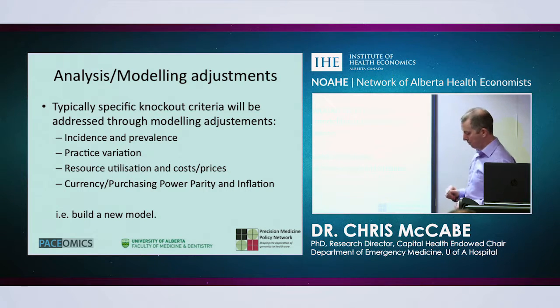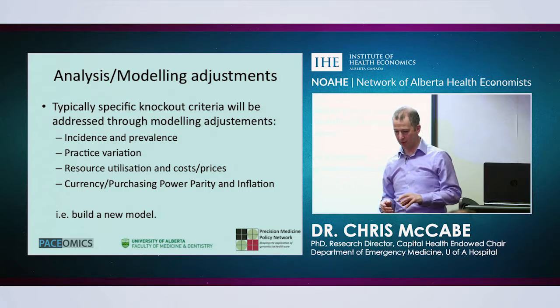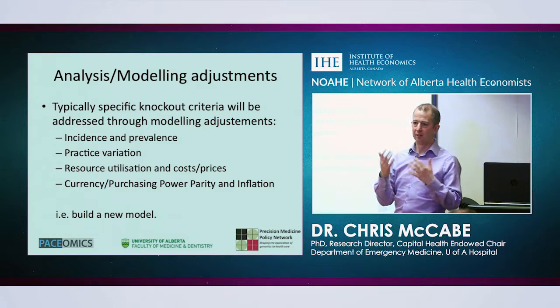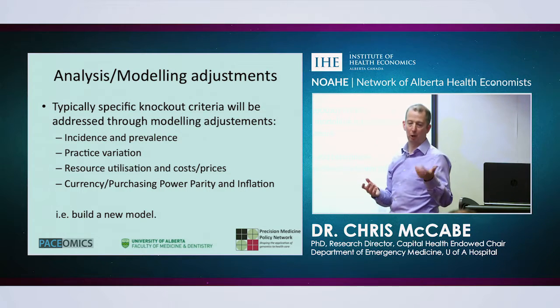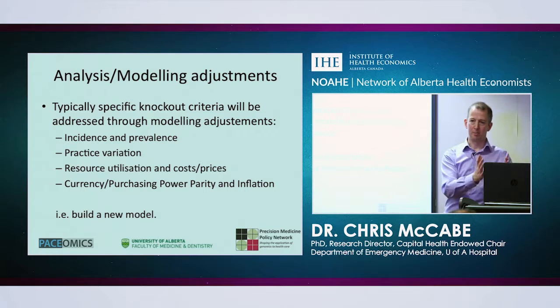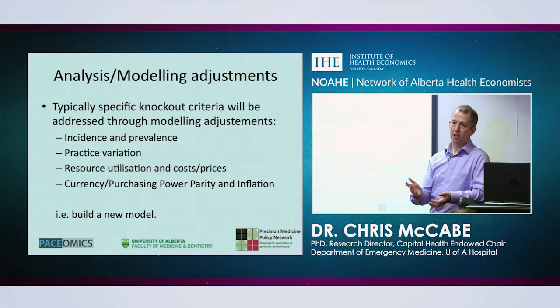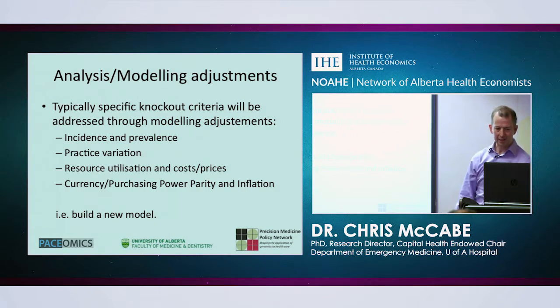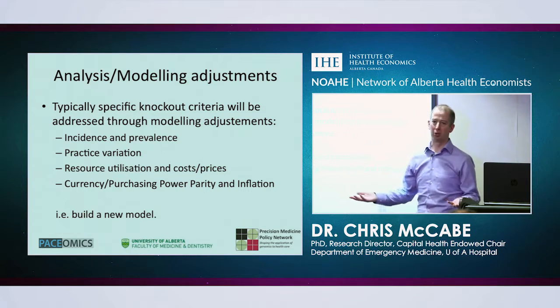Quite often we have to make adjustments for currency. So US dollars and Canadian dollars don't buy the same amount of healthcare. So we have to use purchasing power parity adjustments to make sure that that's relevant. And of course, there's always inflation. So a study done in 2010 may be perfect, except for the fact it's using 2009 prices. And we know that the cost of healthcare has gone up a little bit since then. And so we have to redo the analysis with today's prices. We have to adjust for inflation. In essence, you end up building a new model.